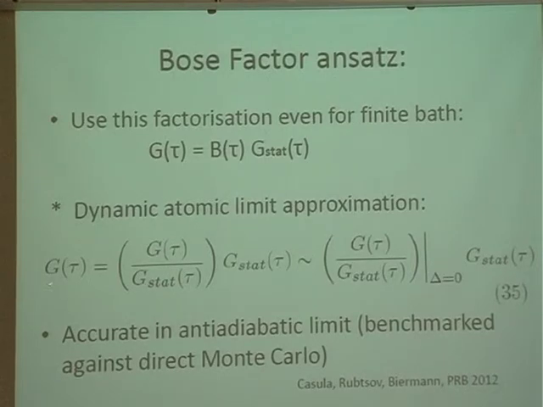So we approximate G by taking the exponential of the slide before, encoding all the information about the finite frequency components of U, and you have to solve your impurity model only for the zero frequency U. We benchmarked that against direct Monte Carlo, and we found that in the anti-adiabatic limit, the limit where omega 0 is large, this is an excellent approximation. So we are really happy to see that.